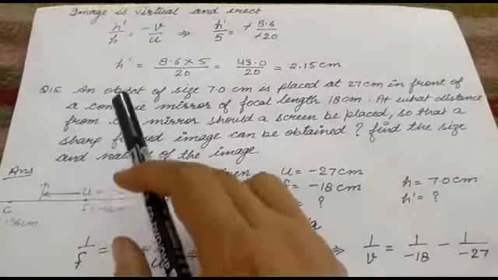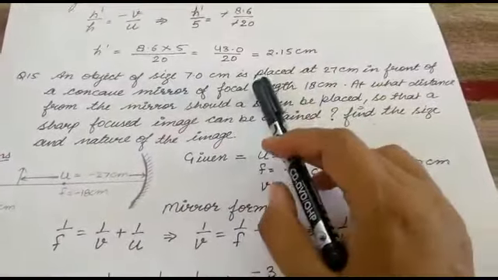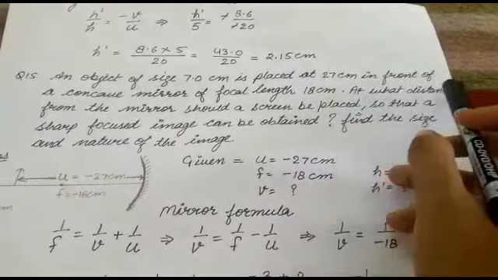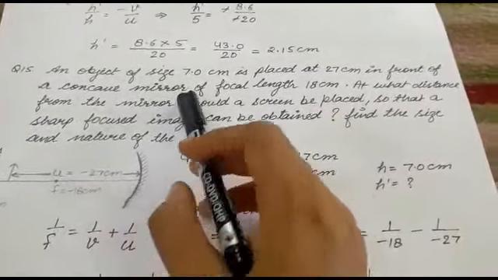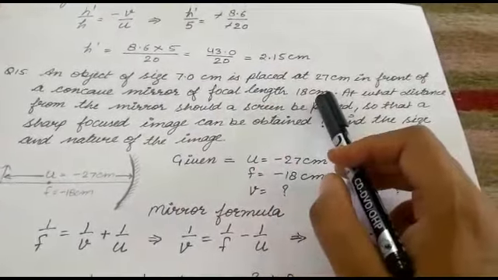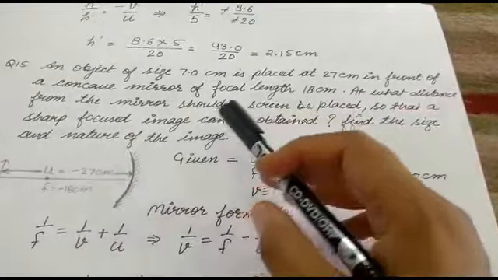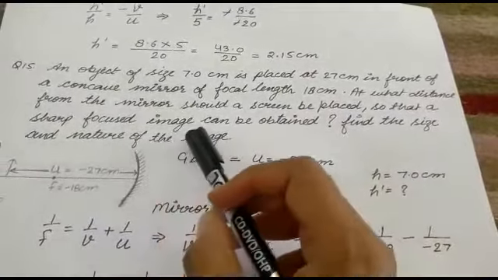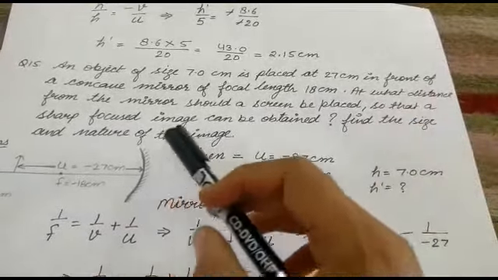Now, this is question number 15. An object of size 7 centimeter is placed at 27 centimeter in front of a concave mirror. This time we have got a concave mirror of focal length 18 centimeter. At what distance from the mirror should a screen be placed so that a sharp focused image can be obtained? Find the size and nature of the image.